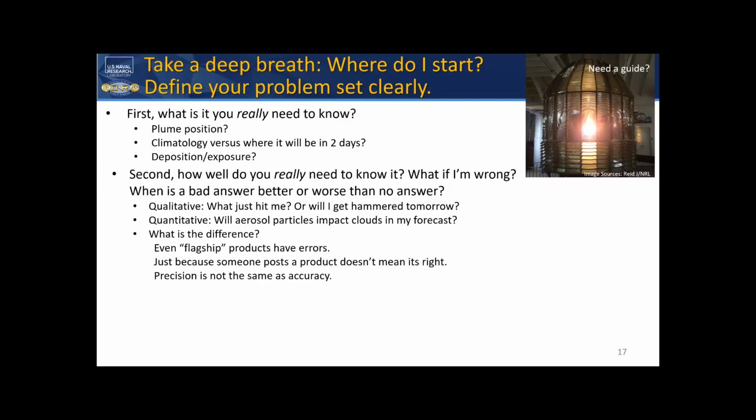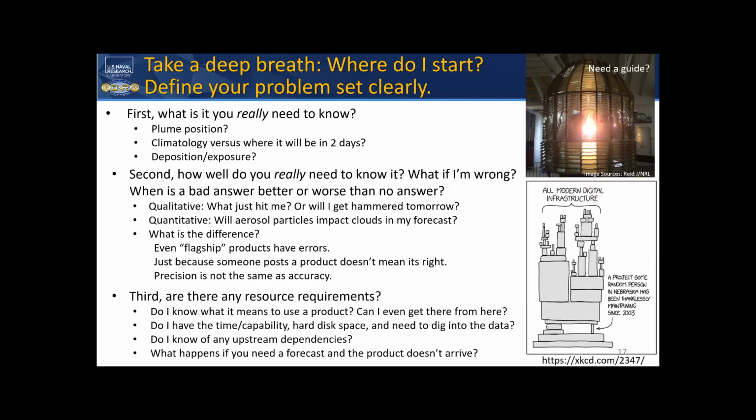You will see now some really beautiful animations. That doesn't mean it's the right planet, but it is a beautiful animation. So you have to ask yourself where you are on that qualitative to quantitative spectrum. And then the other question you have to ask yourself is, what are the resource requirements? Do you know what it means to use that product? And can you even get to where you want to be based on the product that's available to you? And maybe you need to go back to the library.